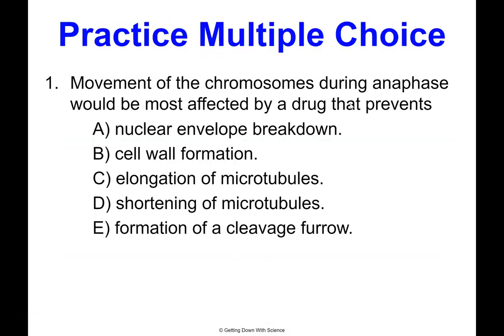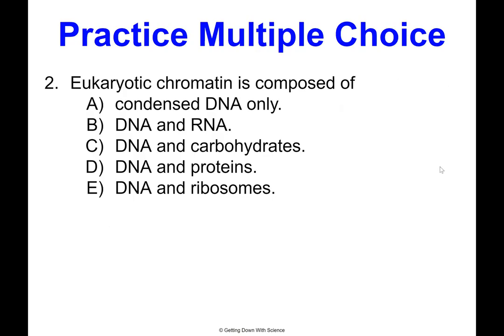Okay, movement of the chromosome during anaphase would be most affected by a drug that prevents A, B, C, D, or E. So we want to stop the process in anaphase. And so the correct answer would be shortening of the microtubules. Eukaryotic chromatin is composed of DNA and proteins. Remember, we wrapped around the pencil?